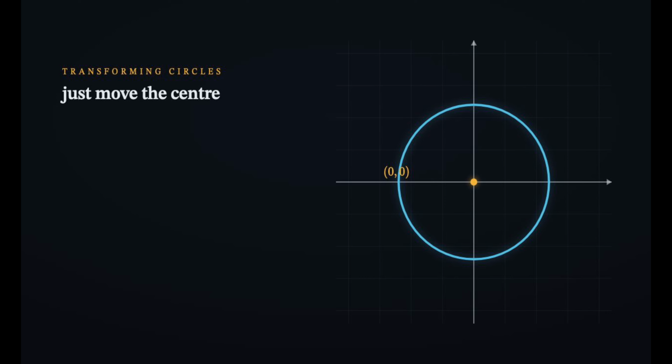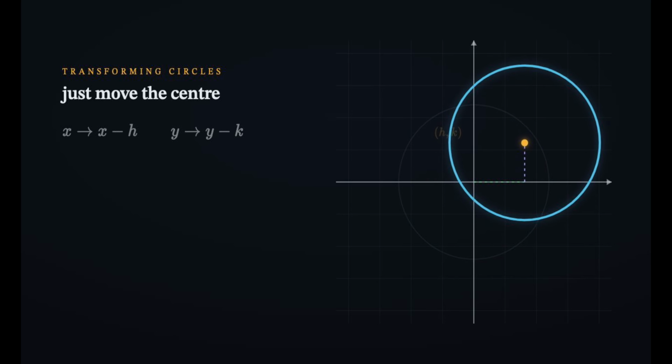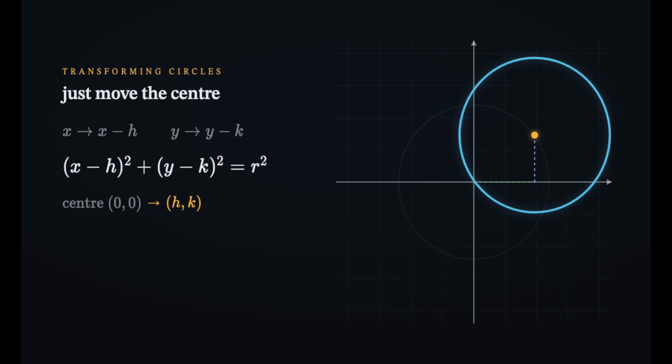In Maths Advanced, we just need to know how to do horizontal and vertical translations by replacing x with x minus h and y with y minus k. So that means the whole thing shifts right h units and up k units. x minus h squared plus y minus k squared equals r squared. So the center goes from 0, 0 to h, k, and the radius is still r.